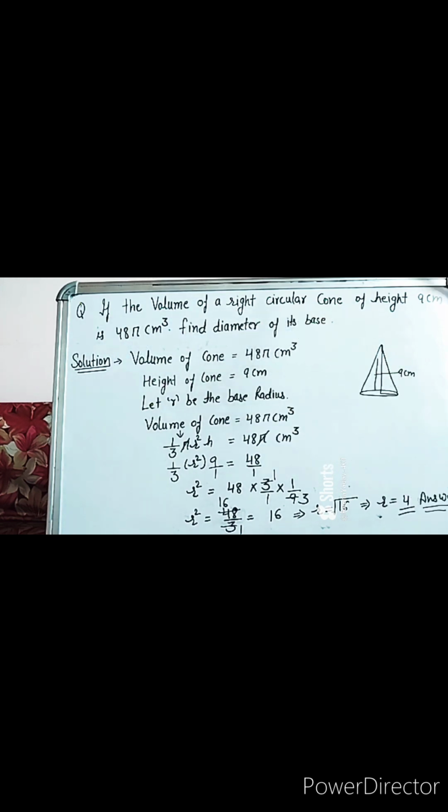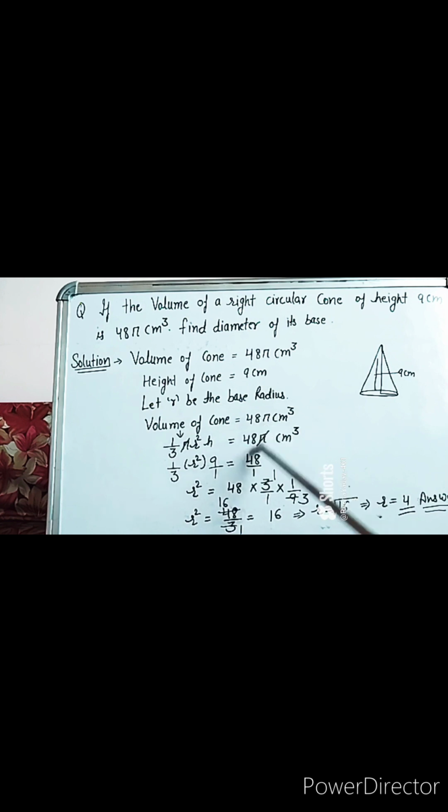If the volume of a right circular cone of height 9 centimeter is 48 pi centimeter cube, find the diameter of its base. So first of all we draw the circular cone. The volume of the cone is 48 pi centimeter cube, given. Height of the cone is 9 centimeter, given. Let r be the base radius. So the volume of cone formula 1 by 3 pi r square h is equal to 48 pi centimeter cube.